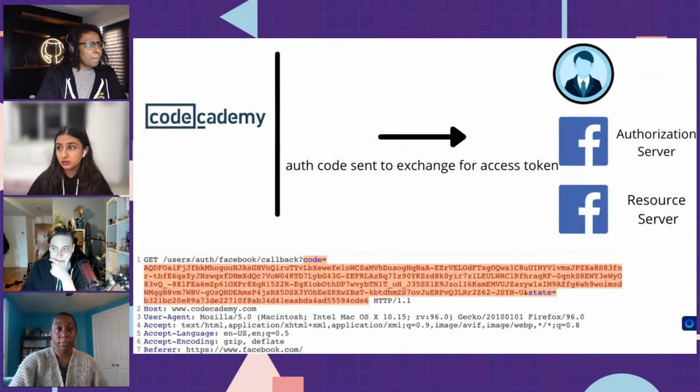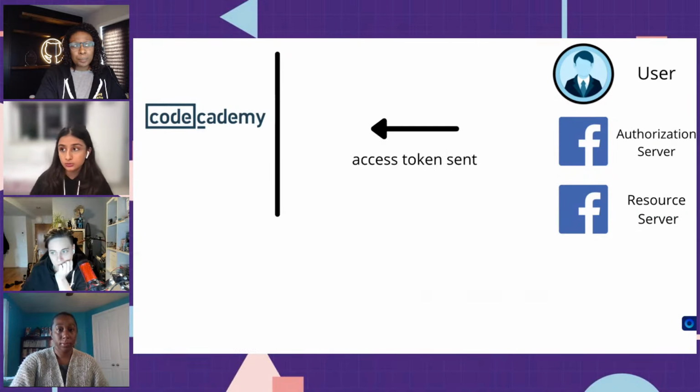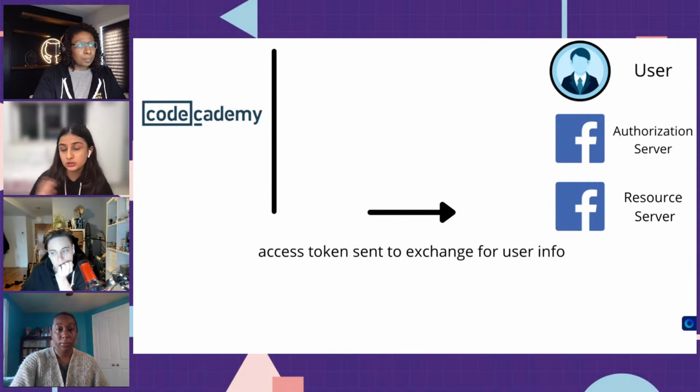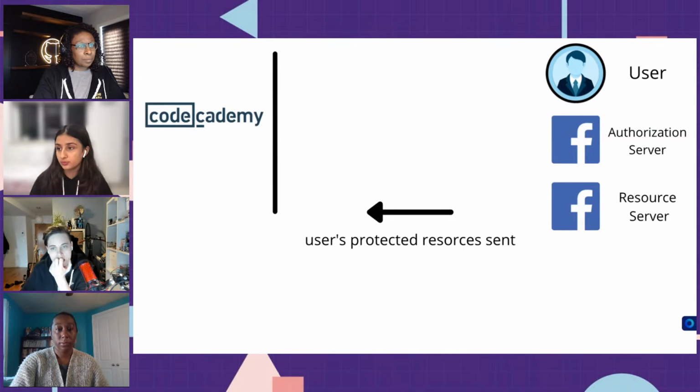Now, once the code is sent, Codecademy will exchange this code for an access token from Facebook's authorization server. Then Facebook verifies the code and sends an access token back to Codecademy, and then that is used to exchange for the user's information from the resource server of Facebook. So this is how the authorization code grant flow works.